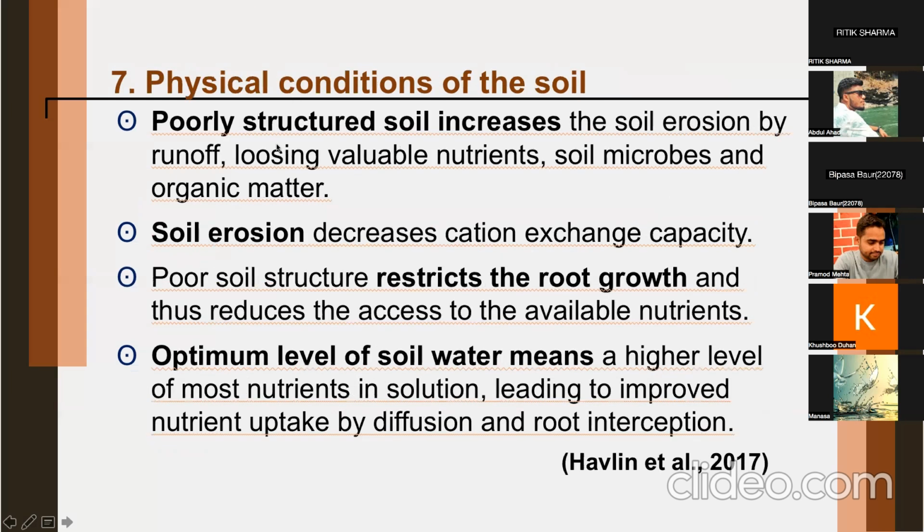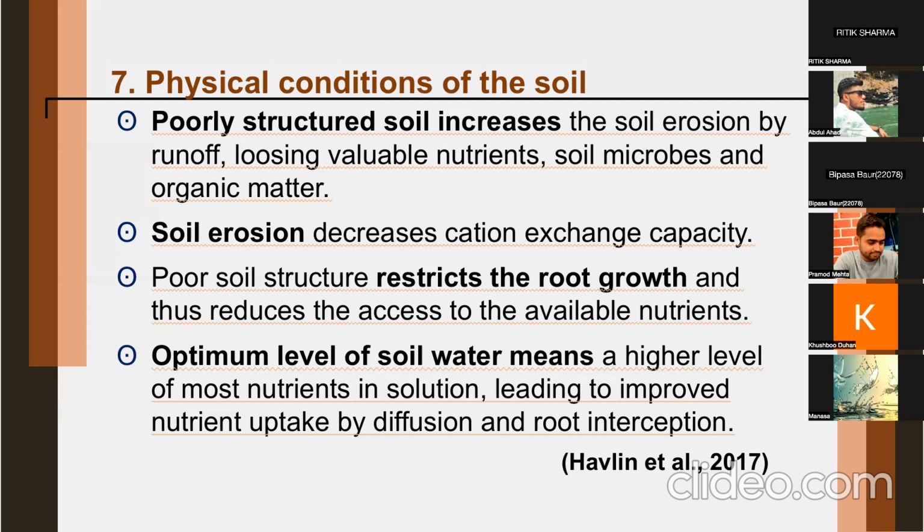Now the last part of this lecture, the 7th factor: the physical conditions of the soil will also affect the nutrient availability. Under poorly structured soils, with soil erosion by runoff, nutrients can be lost by soil erosion, runoff, or leaching. Soil microbes and organic matter can also take up your nutrients, immobilization. Soil erosion decreases cation exchange capacity.